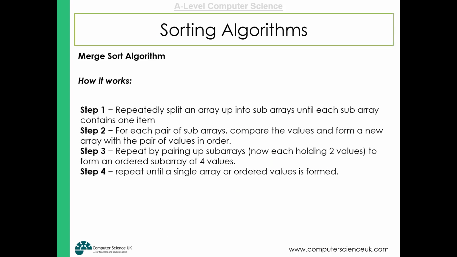It repeatedly splits an array up into subarrays until each of those subarrays contains just one item. Then for each pair of subarrays, the values in them are compared, and then they are reordered inside a brand new array. This is repeated over and over again so that the subarrays are doubled in size, being reformed back to the original, but this time with the items inside being ordered. Obviously it stops when we can't carry on increasing size, because we've eventually got one single array with all of the items now in an ordered form.